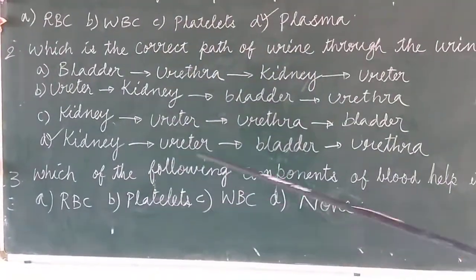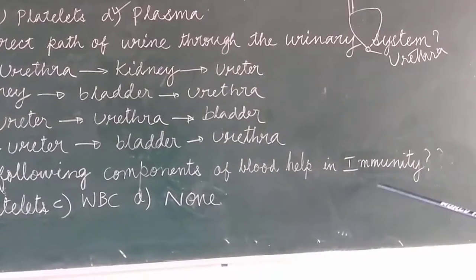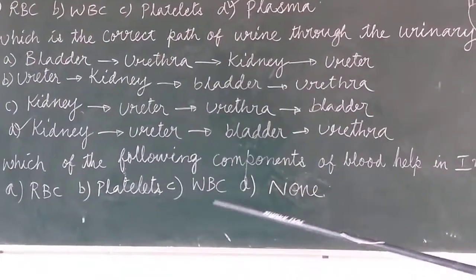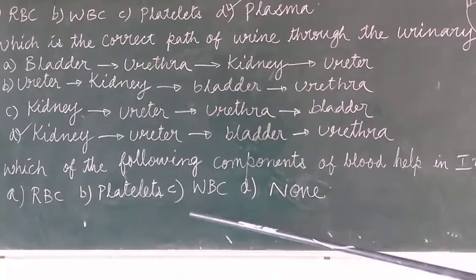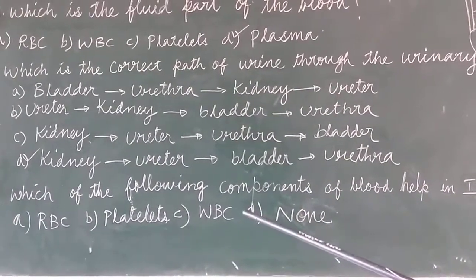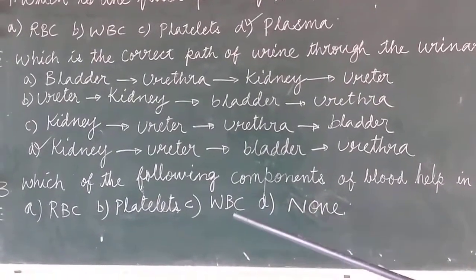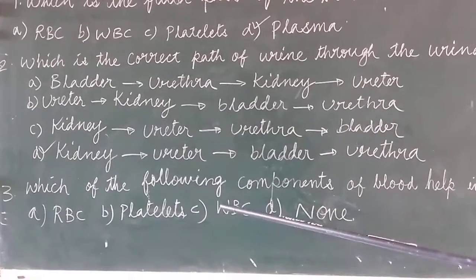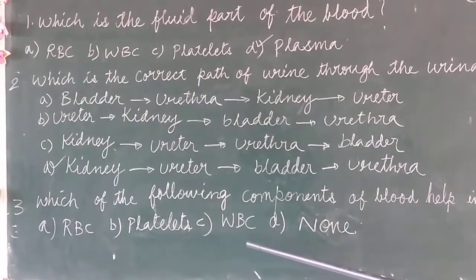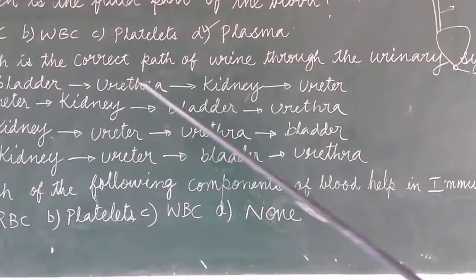Third one: which of the following components of blood help in immunity? Immunity means, here you can see that certain WBC cells help in actually engulfing the foreign substance. I have taught you this in my previous video session, where I showed you a macrophage engulfing a foreign particle. So this also comes under immunity, children. Some of the specialized B cells help in producing antibodies. So all that is related to WBCs.